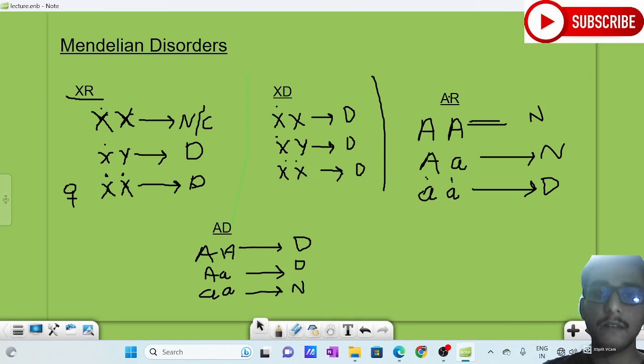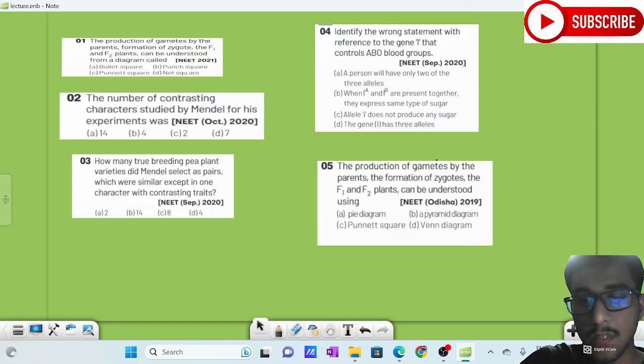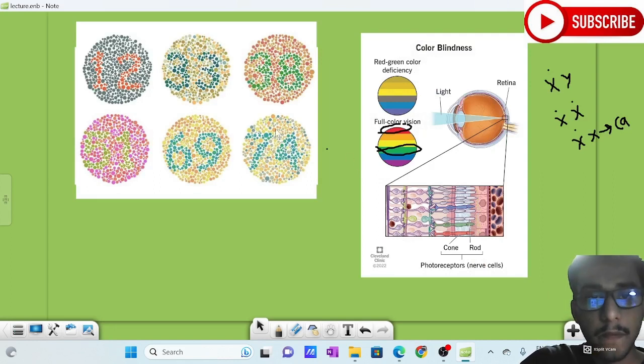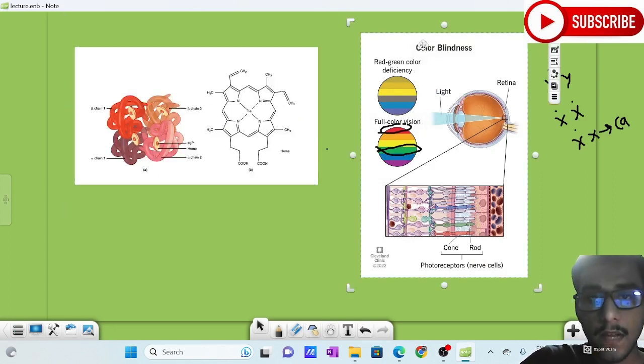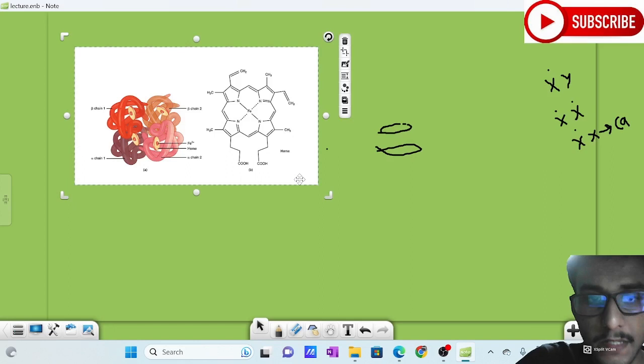RBC is a cell which lacks a nucleus. We know that most of the cells in our body contain a nucleus, right? In RBC, the nucleus is absent. So we are going to deal with the structure of RBC. Actually, I have given it here.